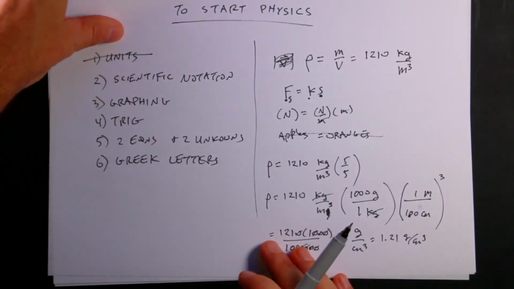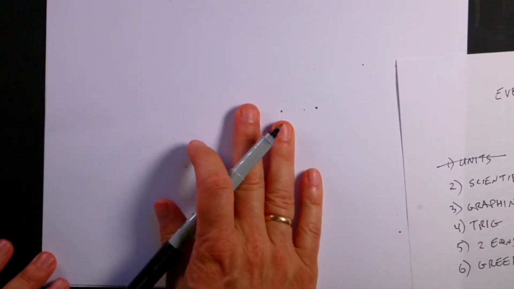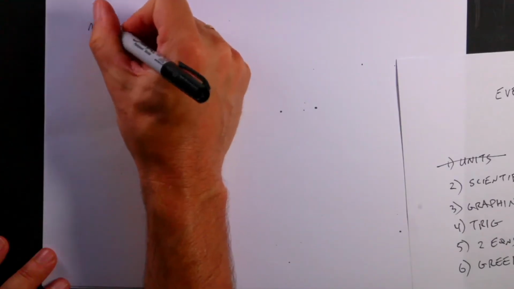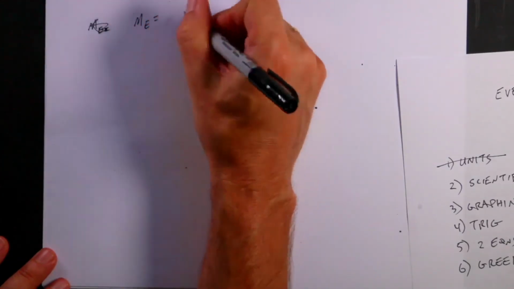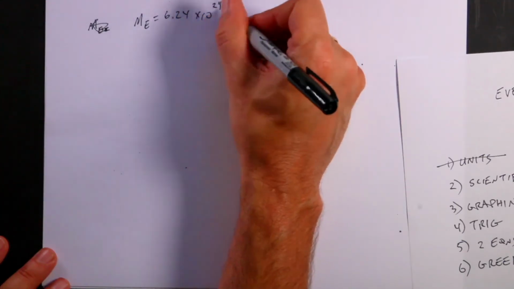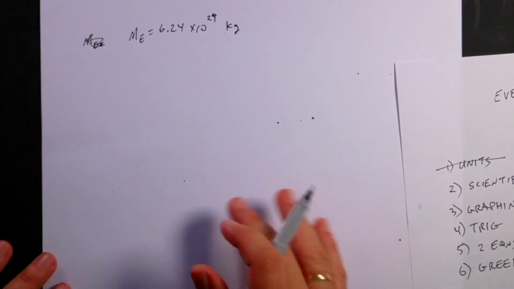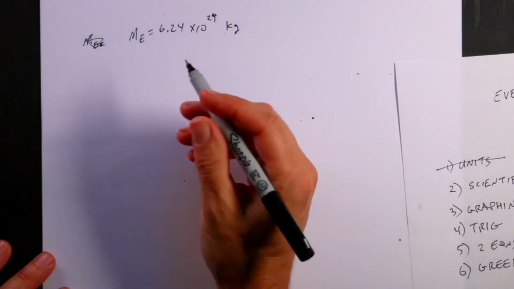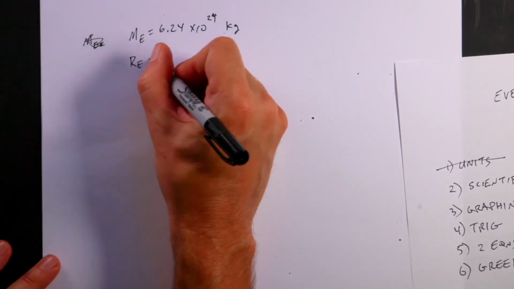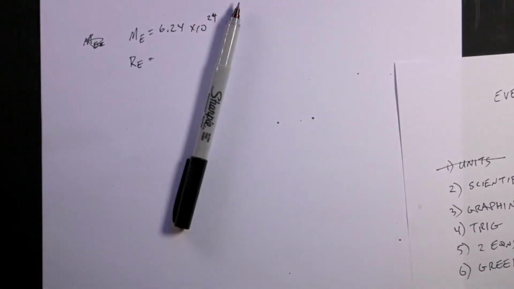Scientific notation. Okay, the mass of the Earth, I can't remember the actual number. Is the mass of the Earth 6.24 times 10 to the 24th kilograms? So this means, let's use a different one. Let's use the radius of the Earth. Actually, I can't remember this either. I'm going to Google it. It's okay to forget stuff.